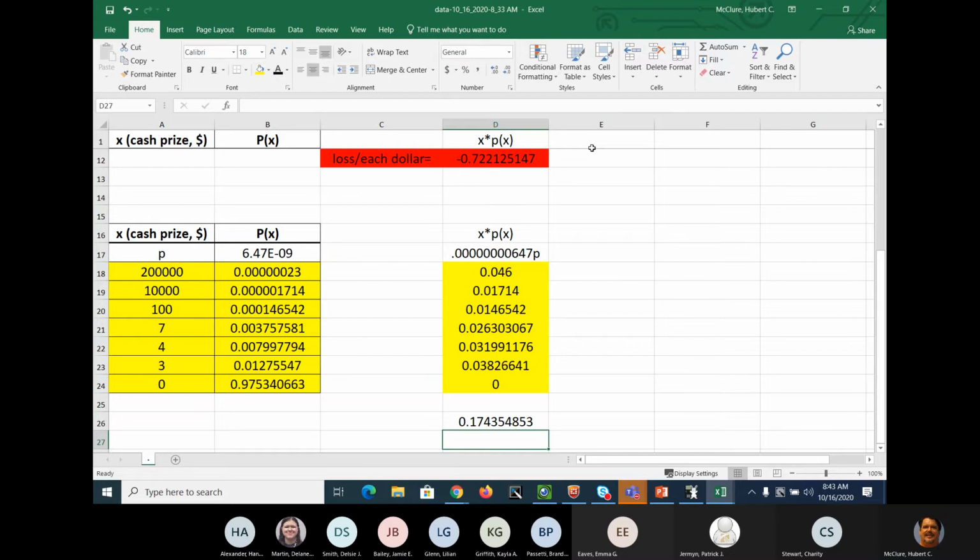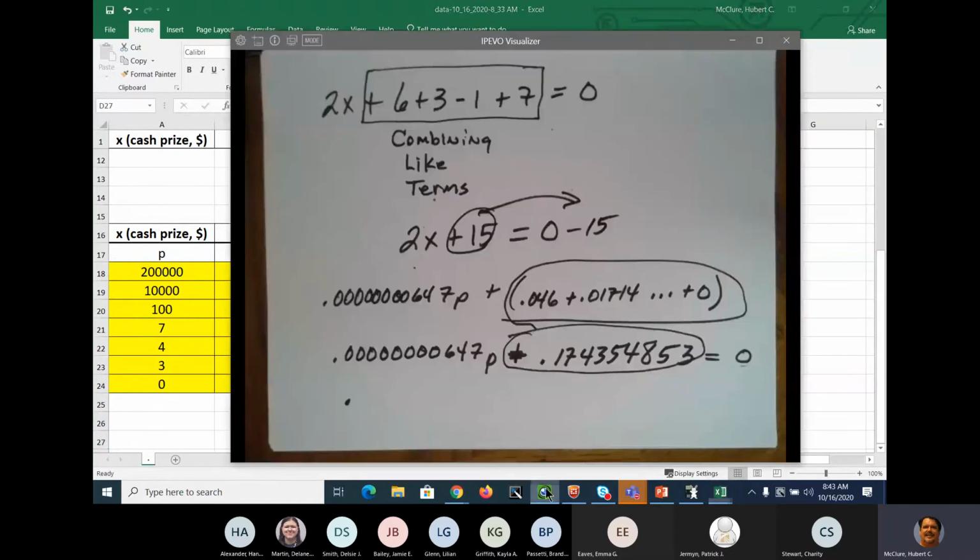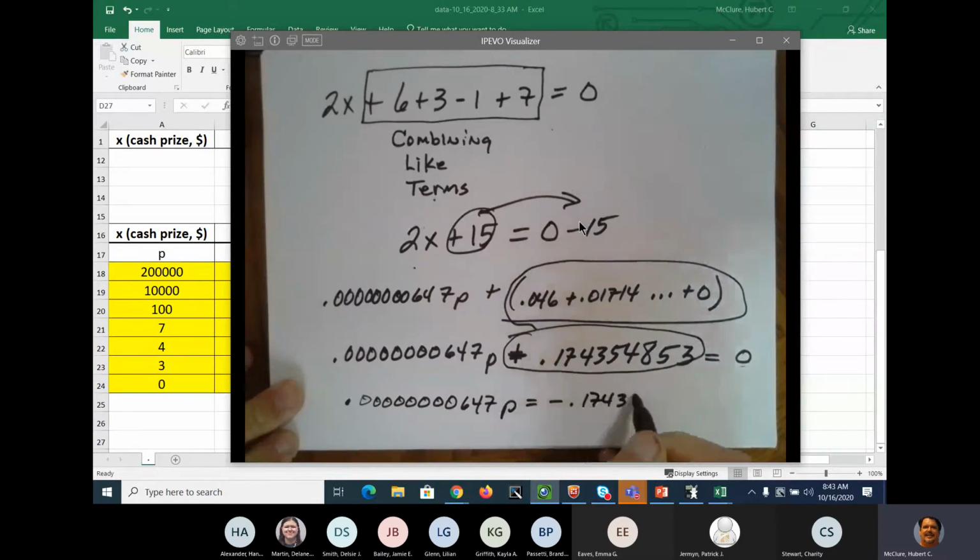So now, what do you do with this number right here to get it over here? Well, we subtract it. So I'm going to take this number right here and subtract it, and I get 0.00000000647p is equal to negative 0.174354853.